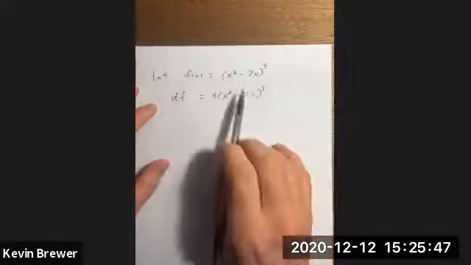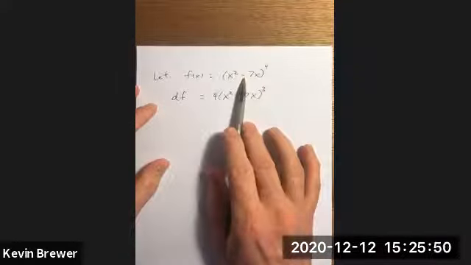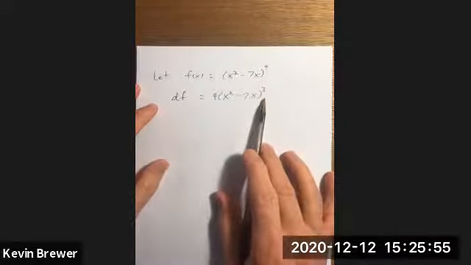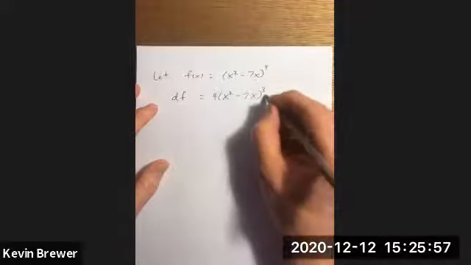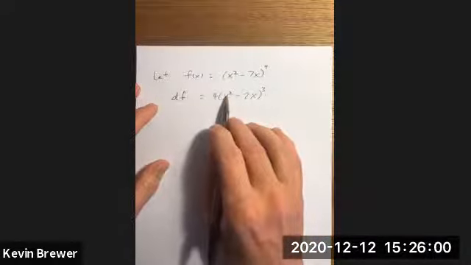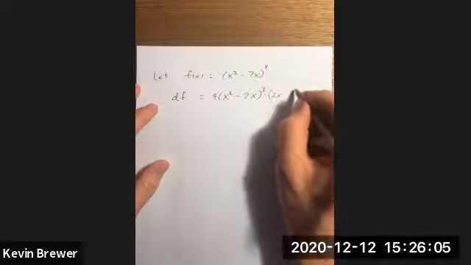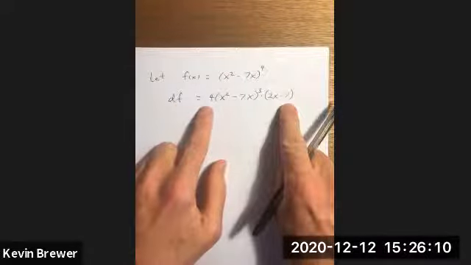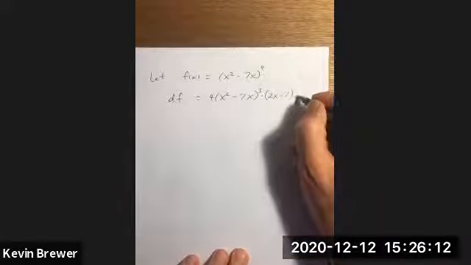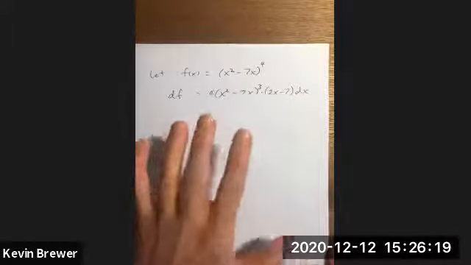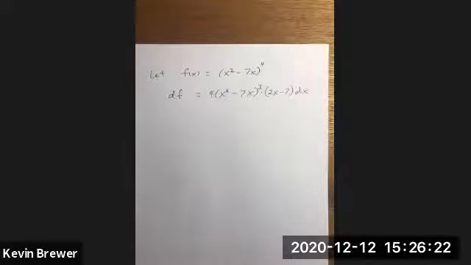And remember, since f, the original function, is a composite function, we have to use the chain rule here and multiply by the derivative of the inside function. So the derivative of the inside function is 2x minus 7. I need that in parentheses. This is f prime of x. The differential of f is f prime of x times dx. And that's really the moral for the first lecture here.